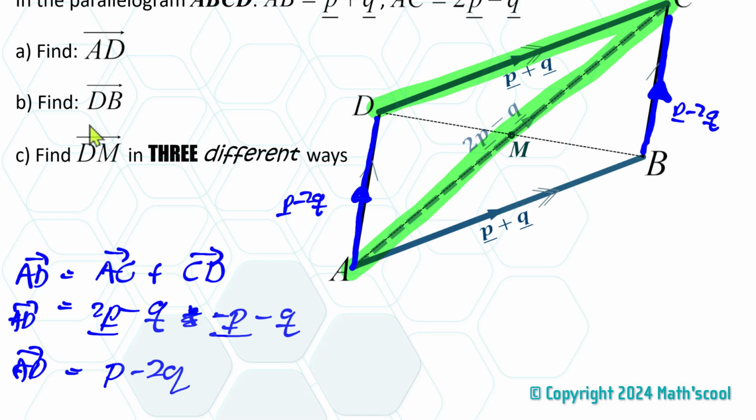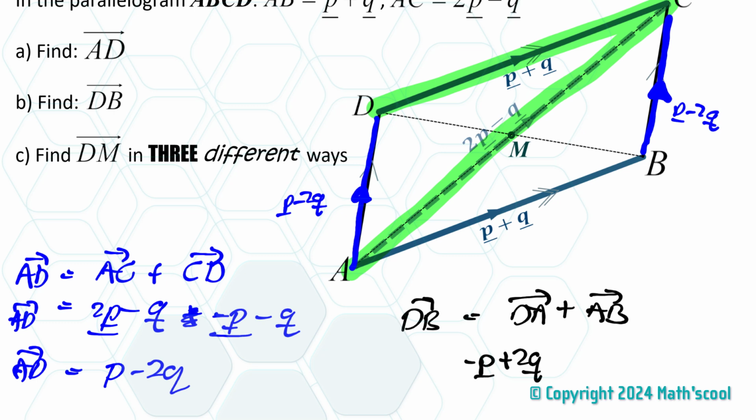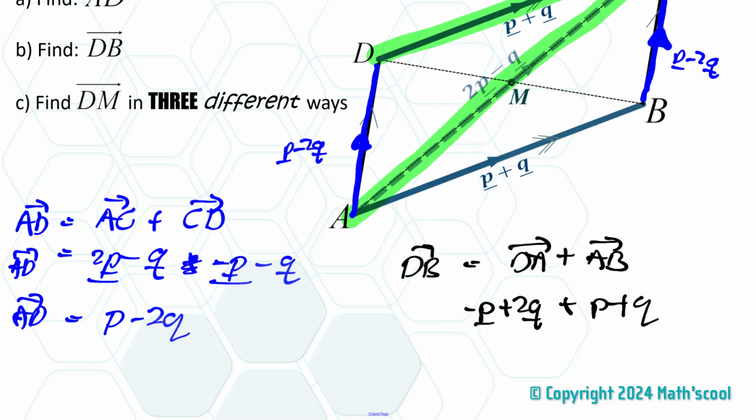Find D to B. Okay, so to go from D to B, I can go from D to A and A to B. So I'll do that. D to B equals D to A plus A to B. D to A is the negative of that, which is going to be negative p plus 2q. And A to B is plus p plus q. And then the negative p and the plus p cancel each other out, and that gives me 3q. 3q is D to B.